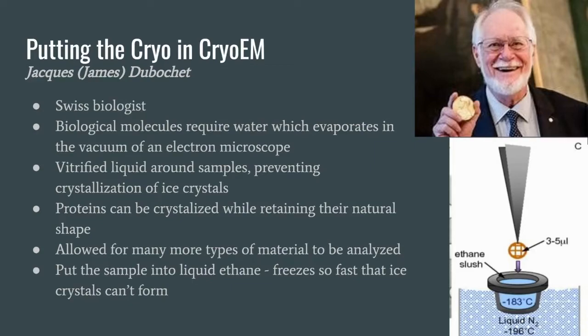Finally, Jacques Dubochet put the cryo in cryo-EM when he developed the method for freezing ethane. This method was so important because it vitrified the liquid, which means preventing crystallization and making it one solid homogeneous glass surface. By doing so, it allowed proteins that couldn't be crystallized to retain their natural shapes and be photographed from multiple angles. This allowed many more different kinds of proteins to be analyzed and made the cryo-EM method so much more lucrative.